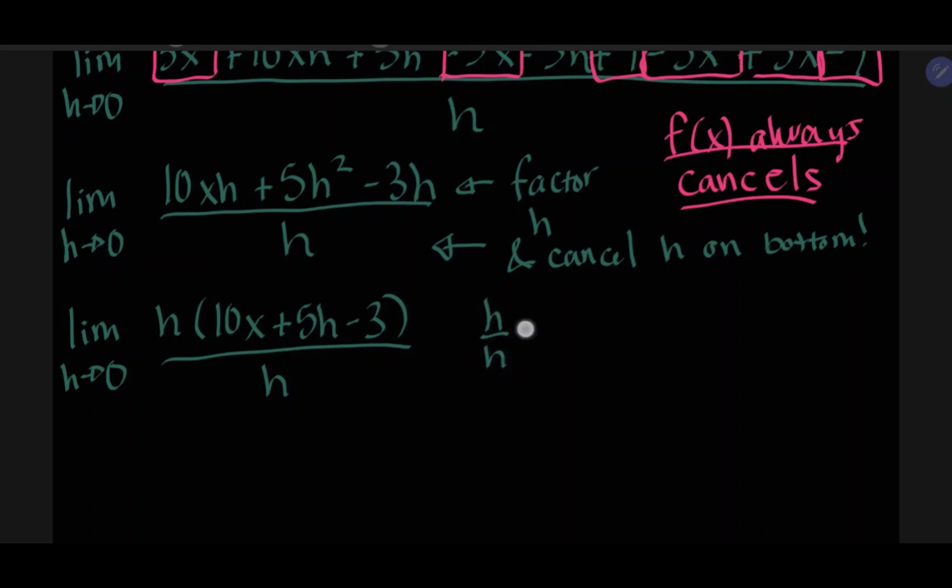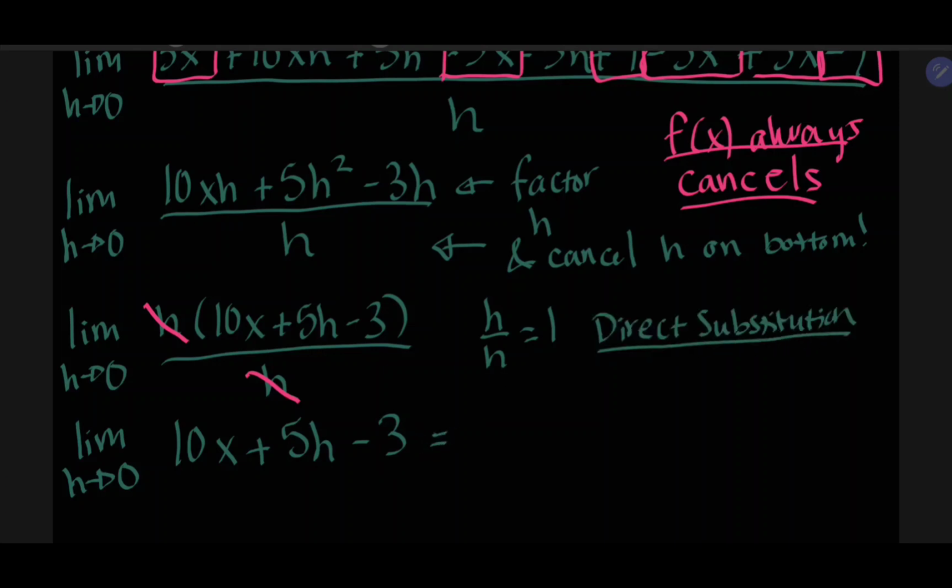H over h is the same thing as 1, because anything divided by itself is equal to 1. So the limit as h approaches 0 equals 10x plus 5h minus 3. And now we can go ahead and do direct substitution. Direct substitution just means plugging in this 0 for h into all the places you have h in the function. Once you plug your h in from your limit, the limit will go away.